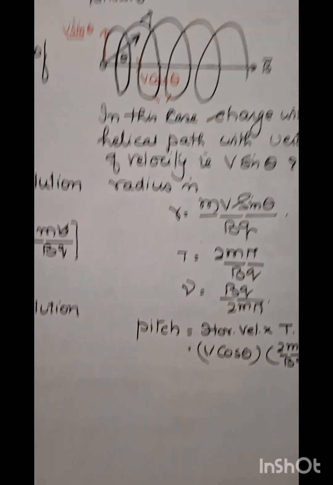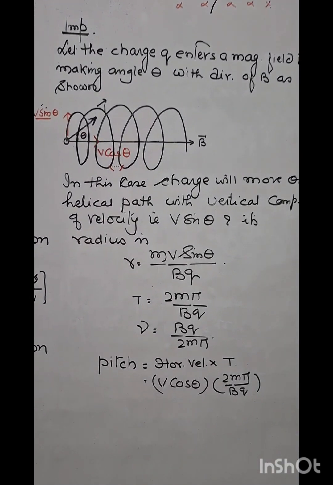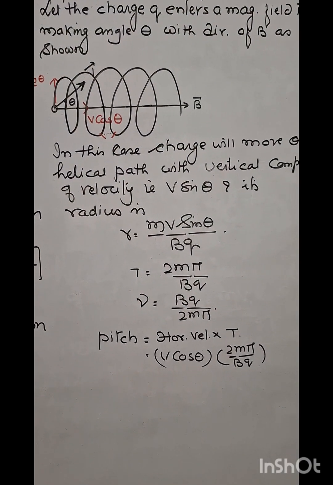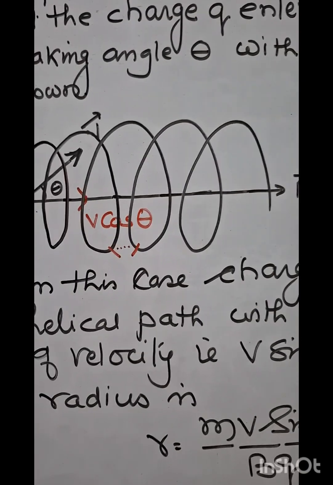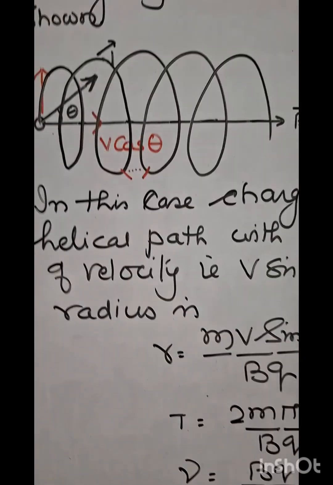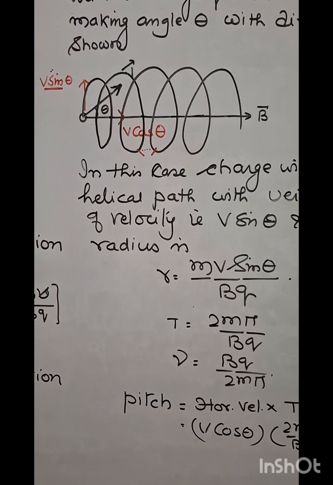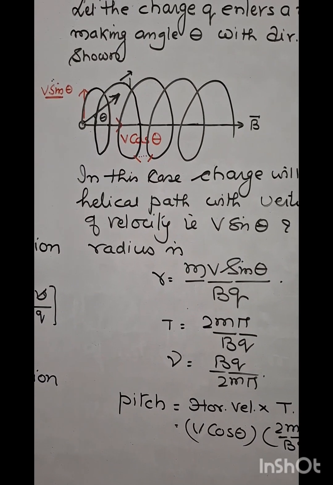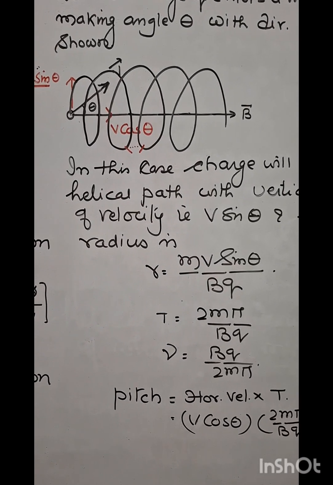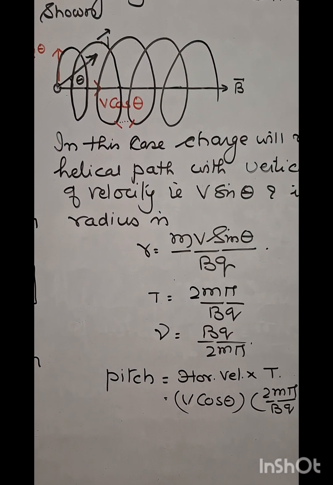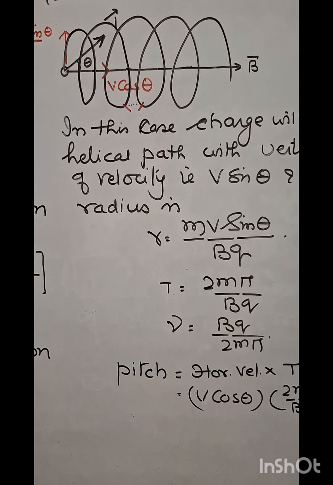Now the question is that if velocity is not perpendicular to magnetic field, suppose velocity enters the magnetic field making an angle theta with the direction of magnetic field, then in this case velocity can be resolved into two components, that is v cos theta and v sin theta. V sin theta is perpendicular to magnetic field. That's why the charged particle will move in circular path, and due to the horizontal component v cos theta, the particle will also move horizontally.